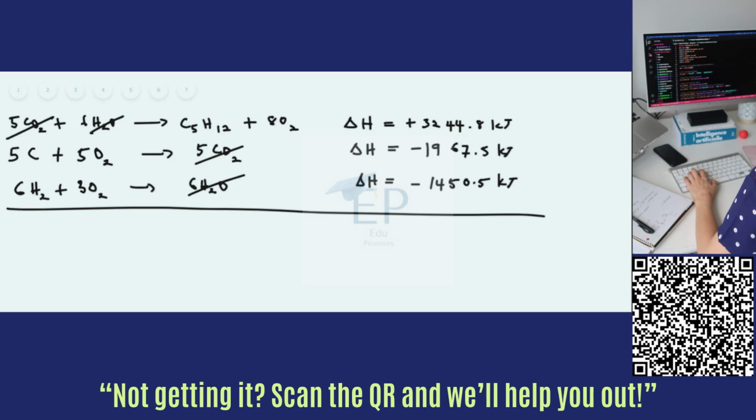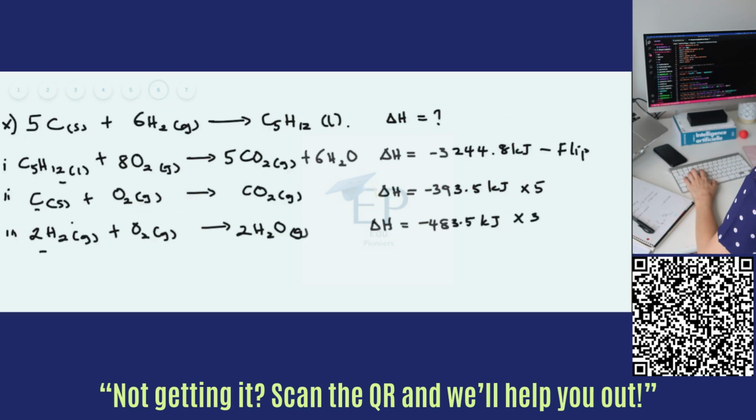So if we sum everything up, 5 CO2 will cancel 5 CO2, 6 H2 will cancel 6 H2O, 5 plus 3, that's 8 O2, so it'll cancel this. So we'll be left with 5C plus 6 H2 to give C5H12, which is the same thing as this equation I started with, that we want to find.